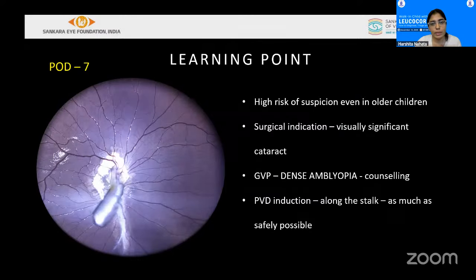Now, the learning points from this case: the child was a 12-year-old male. So, despite the age, we should approach these cases with a high index of suspicion, even when the age is a little bit atypical. The surgical indication usually is a visually significant cataract. But counseling for the parents is most important: however we do the surgery, the chances of visual recovery are going to be very minimal due to the dense amblyopia which has already set in. Another surgical point is that PVD induction in such cases should be done as much as possible along the stalk, and as safely as possible.